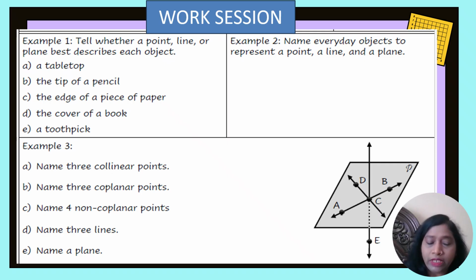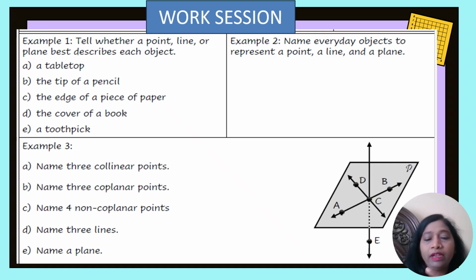So tell whether a point, line, or plane best describes each object. So you need to tell me what each one looks like. Is it a plane? Is it a point? Or is it a line? So the examples are given to you: a tabletop, the tip of a pencil, the edge of a piece of paper, the cover of a book, and a toothpick. Example 2, you can name everyday objects to represent a point, line, and a plane.